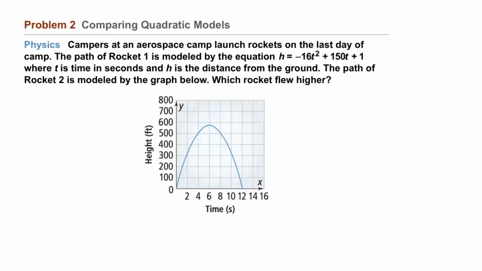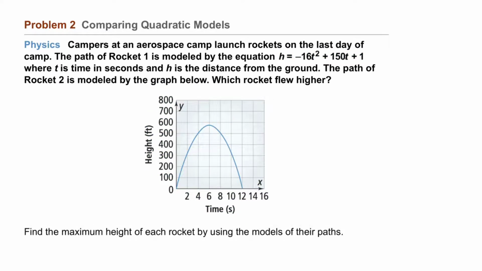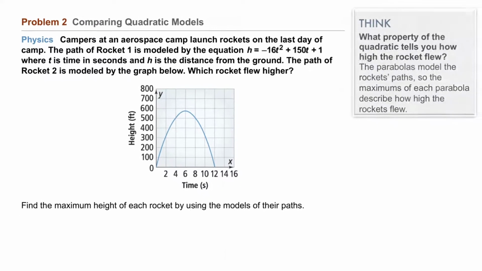Which rocket flew higher? So bear in mind, what we have here are models of the paths of two different rockets given in two different forms. For rocket 1, we have an equation. For rocket 2, we have a graph. In order to determine which rocket flew higher, we need to find the maximum height of each rocket using the models of their paths.